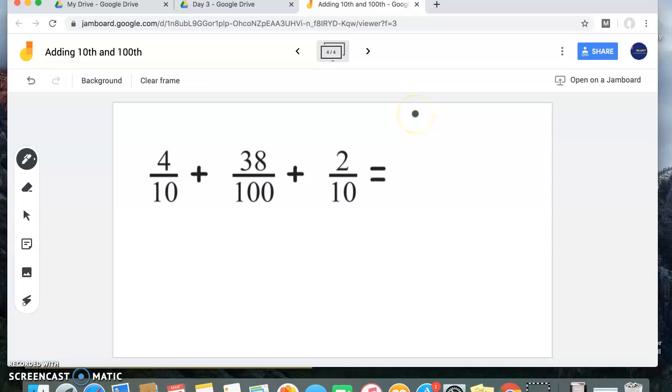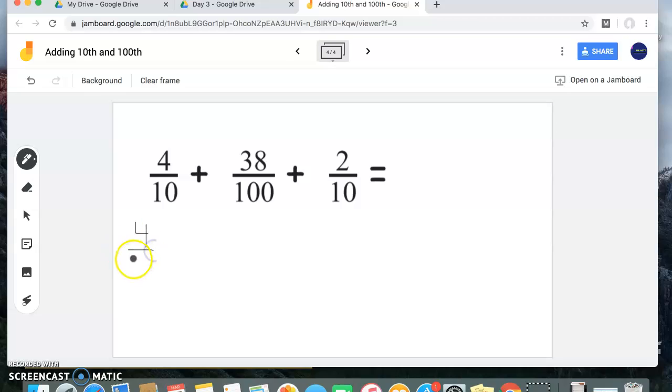Now for my last problem here, I have three fractions. However, we're still doing the same exact process. And by looking at these three fractions, I see that my denominators are 10, 100, and 10. So I have to do something to them to change the denominators so they are all the same. So I'm first going to take a look at 4/10.